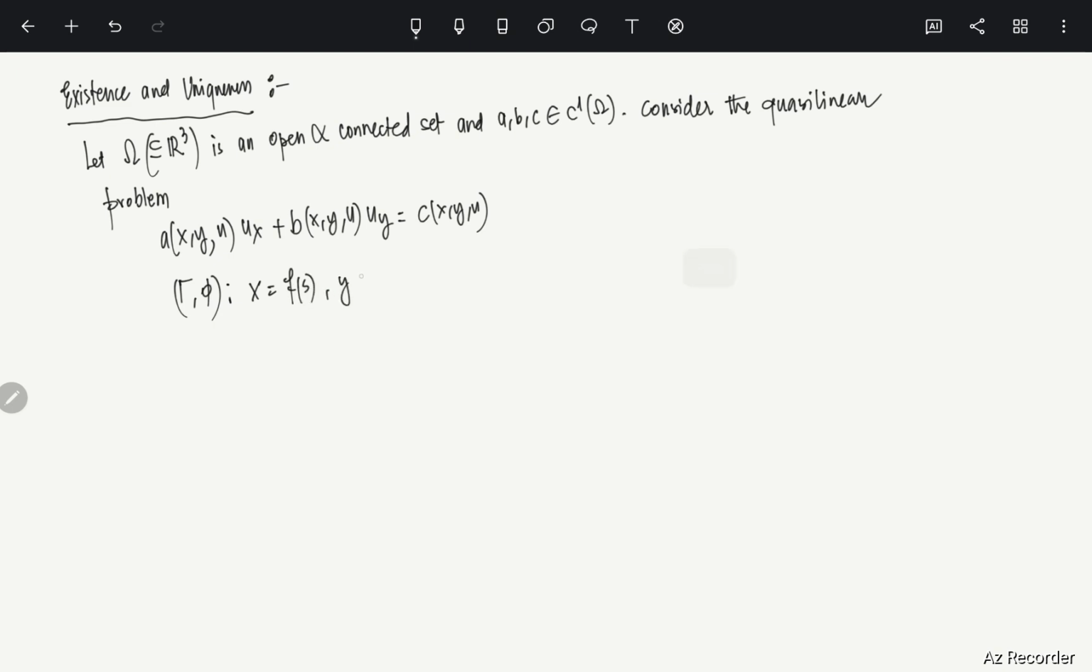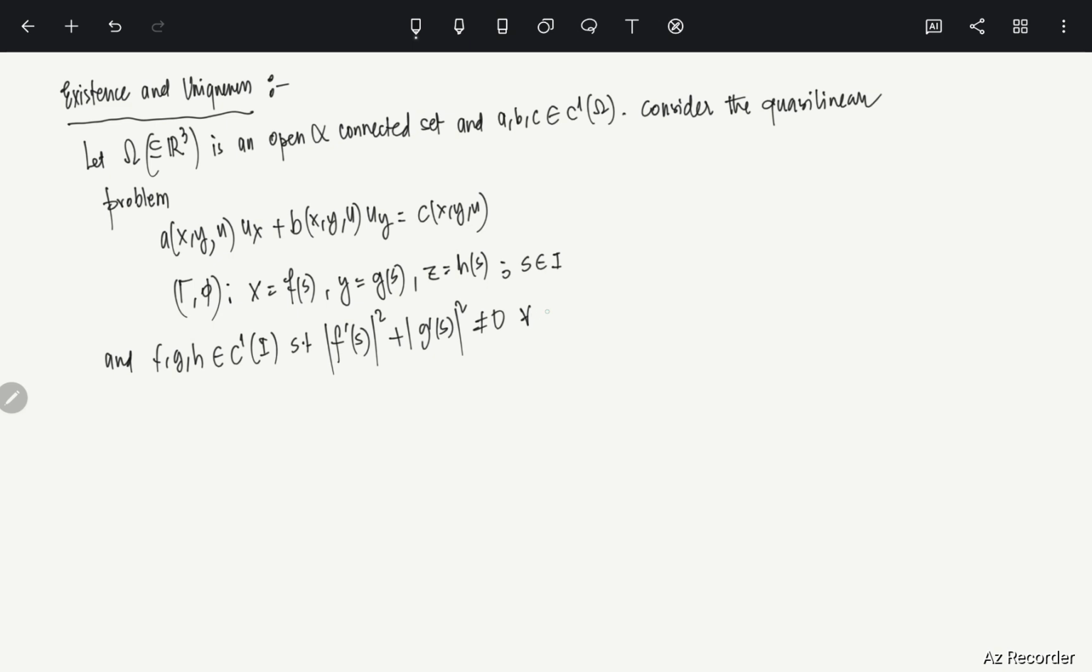Y is nothing but g of s, and z is nothing but h of s. Z is basically u, and this s is in some interval I. And what are f, g, h? F, g, h are nothing but continuously differentiable functions on I, such that f prime of s squared plus g prime of s squared has to be non-zero for all s in I.